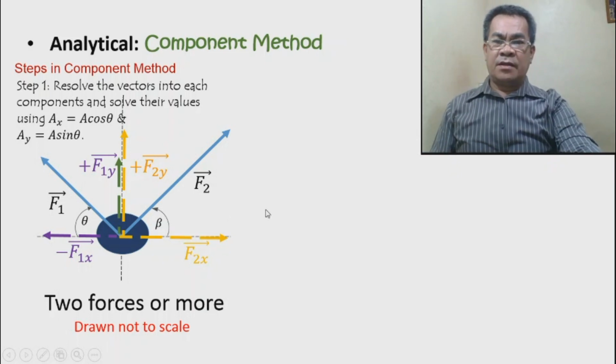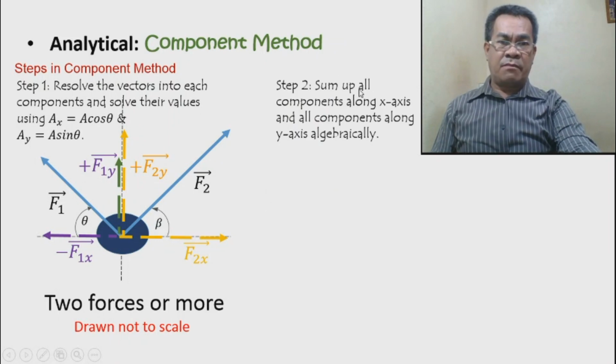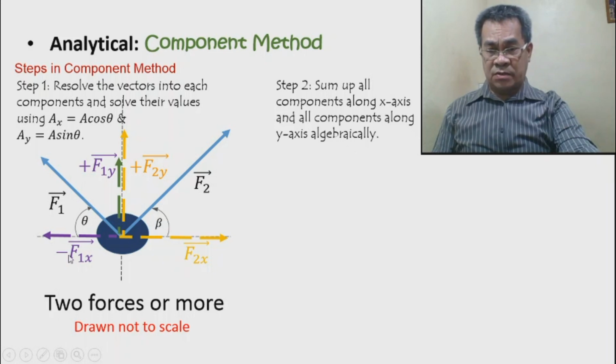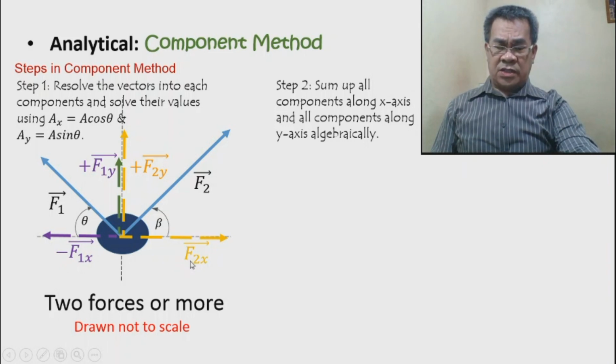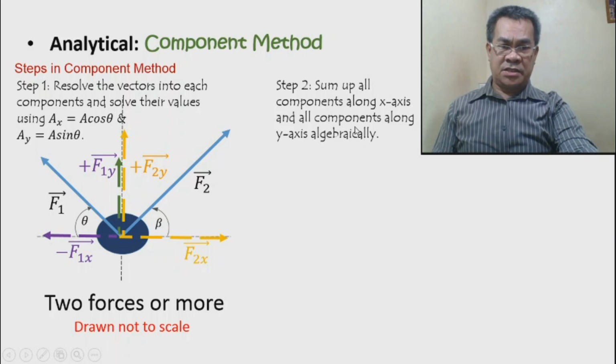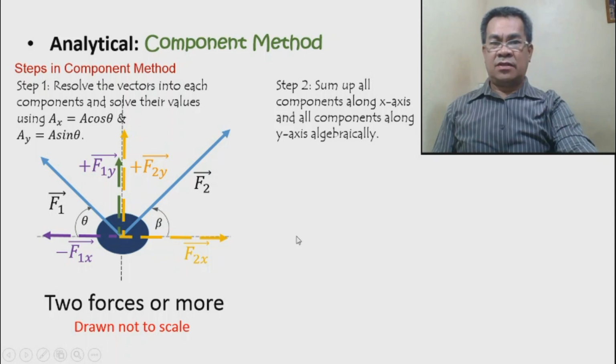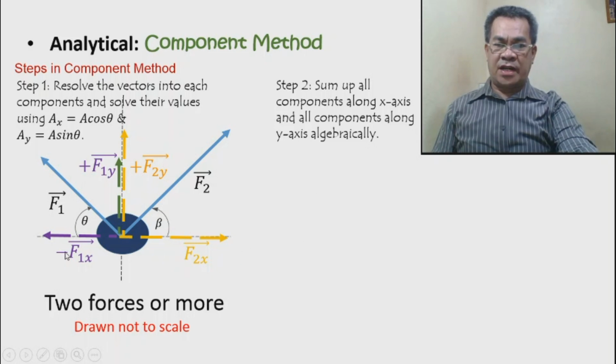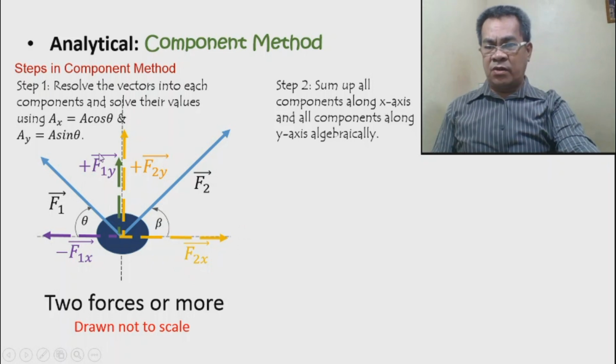So therefore, the next step is to sum up all. Okay? You have to sum up everything. All components along x, so you have to combine along x. What are the x components? We have the F1x and we have the F2x. You have to combine these algebraically. Now, there's the word algebraically because they are lying on the same axis, so no angle between them. So therefore, you can add these algebraically. So sum up along x and sum up along y. The y components are F1y and F2y.